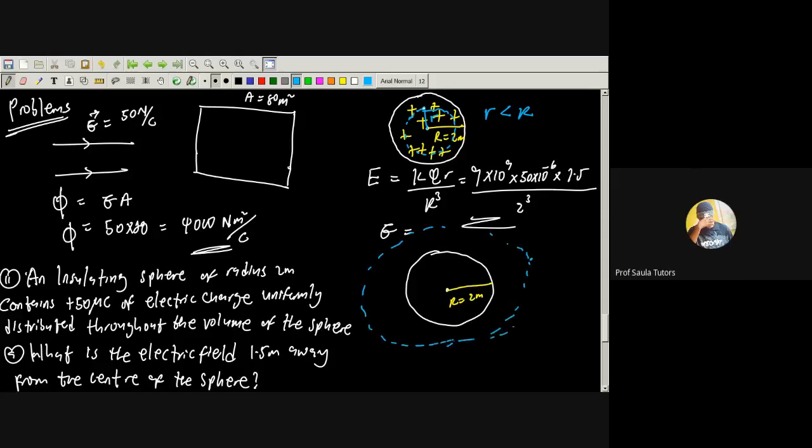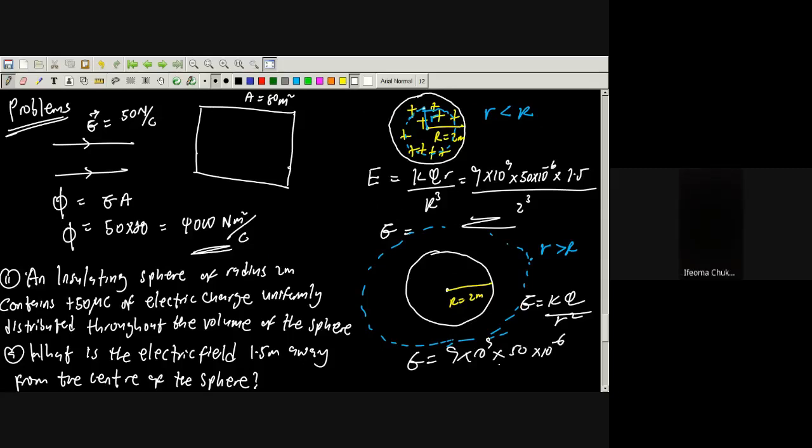If you observe this case, r is greater than R, and to find the electric field, you'll be using the formula E equals KQ over r squared. So E equals 9 times 10 to the power of 9 times 50 times 10 to the power of minus 6, over 3 squared. From there, you will get your answer. That's how to find the electric field. So that's the end of today's class.